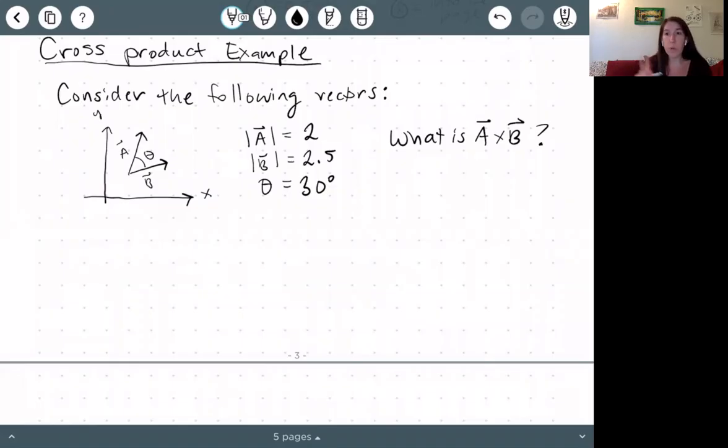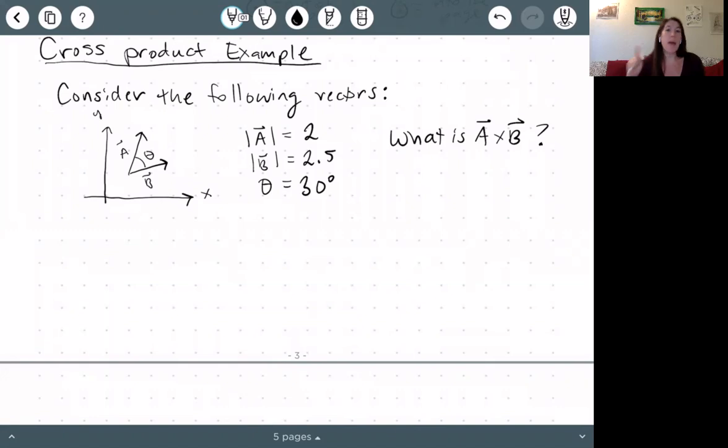Remember, there are two ways to compute the cross product, and one of them will be way easier than the other one in this particular case. So what I'd like you to do is to pause the video here and try to compute it on your own before we do it together. Hopefully you realized that the formula for when you're given direction and magnitude is the easier one to use. Remember, there are two steps in doing the cross product using this formula.